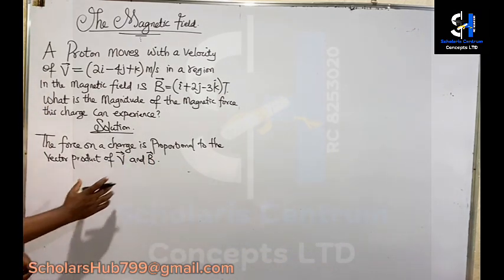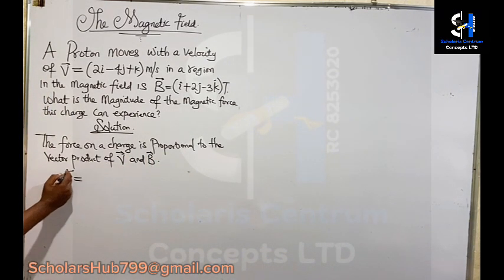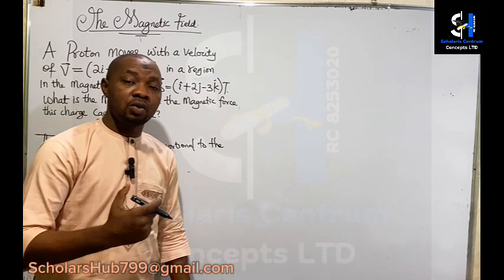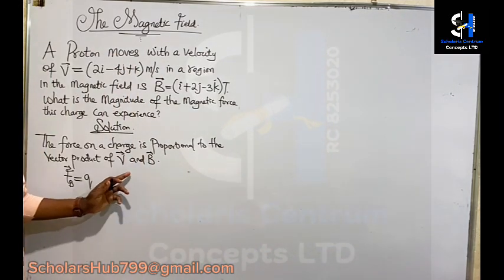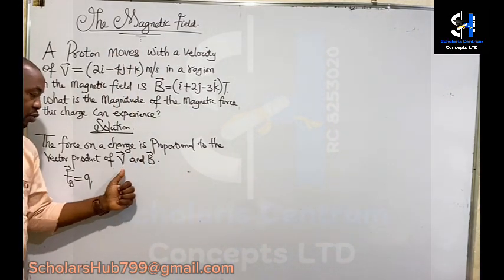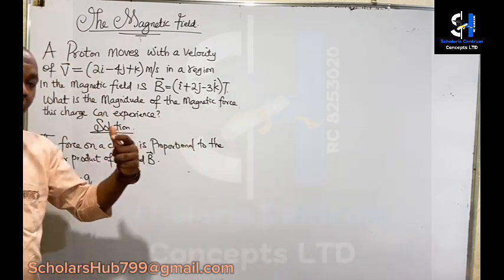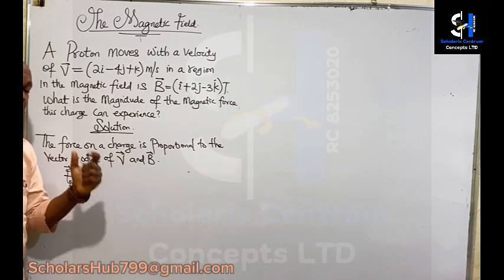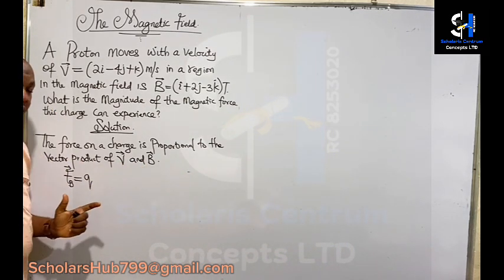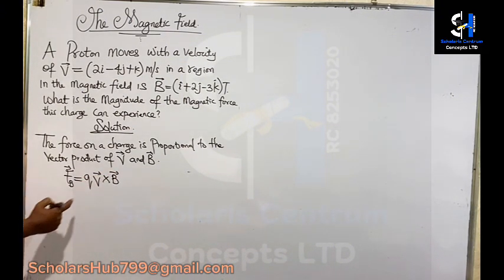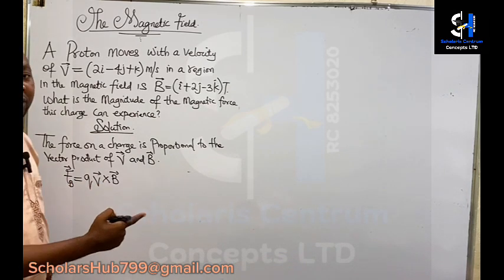So the equation for this: the magnetic force will be equal to Q. Now remember, Q is a scalar quantity. That is why, when I wrote V and B, I have to indicate a directed line segment over the two quantities, because both are vector quantities. So we have V multiplied by B. This is the cross product of the speed vector and the magnetic field vector.